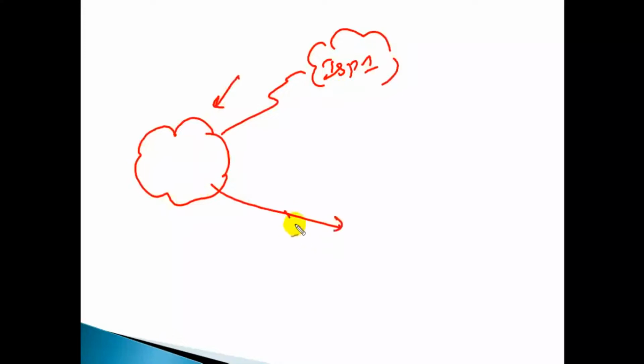To avoid this kind of scenario, the service provider will generally ensure that whatever routes come from ISP1 are received by the customer, and those routes will not get advertised back to another service provider. If that happens, there is a possibility that my autonomous system number may act as a transit.